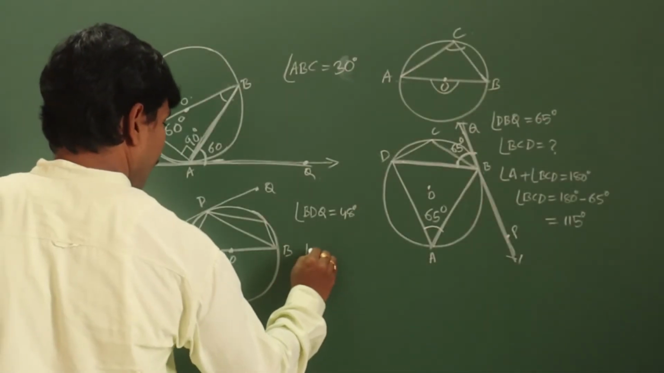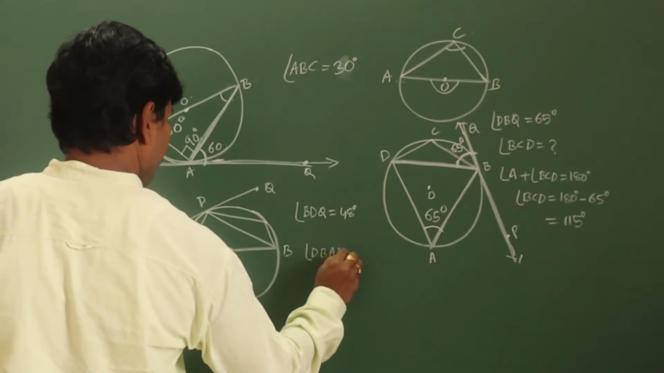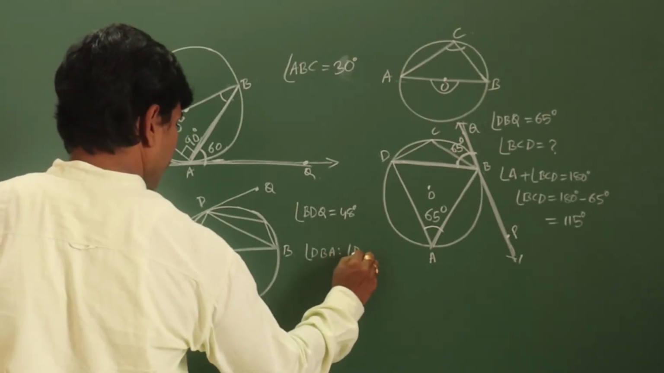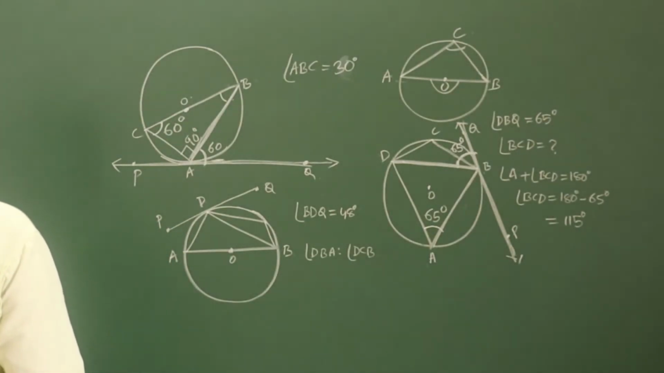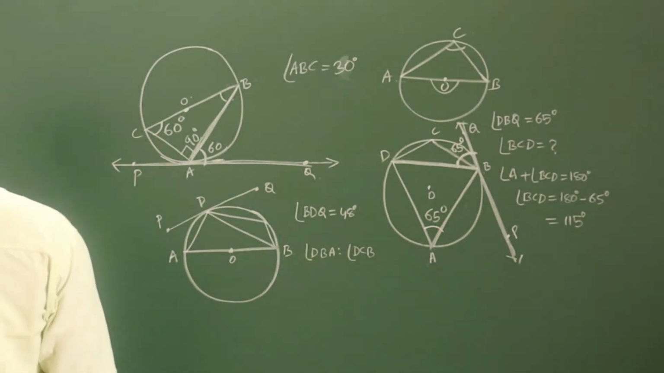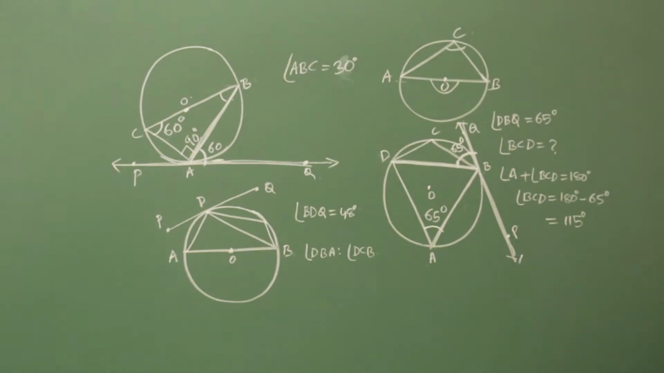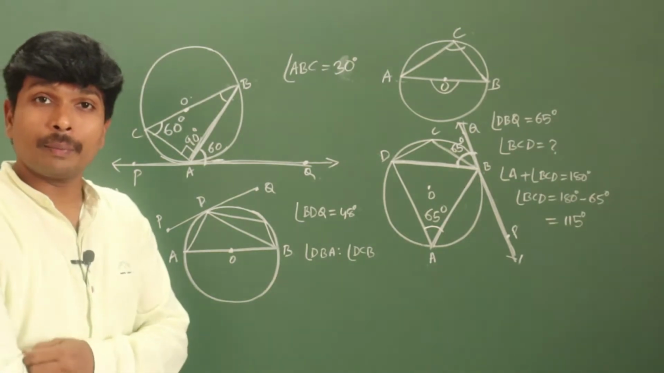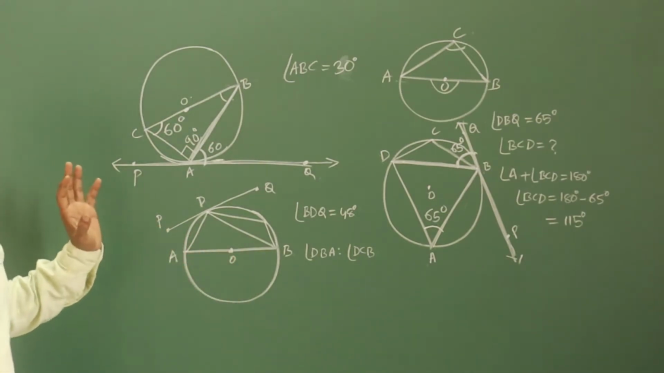Find the ratio of angle DBA to angle DCB. The ratio is asked. PQ is the tangent, touching the circle. Find the ratio of angle DBA to DCB. Good. Observe the problem. I think you tried. Some members got the answer.